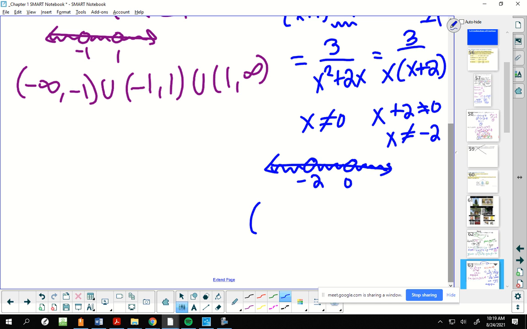Okay. So that's negative infinity all the way up to negative 2, parenthesis, because it can't be negative 2. Union that with negative 2 up to 0. Union that with 0 up to infinity. Questions? All right, so a lot of this domain review is, we're doing this again.